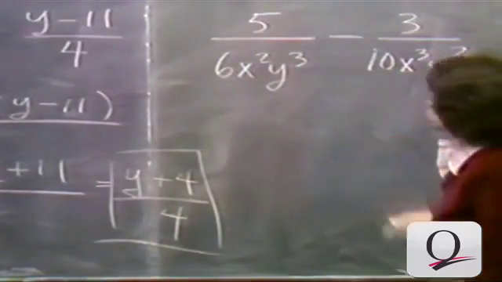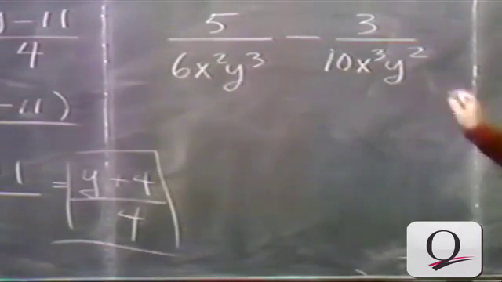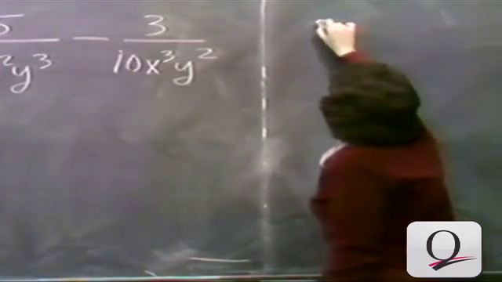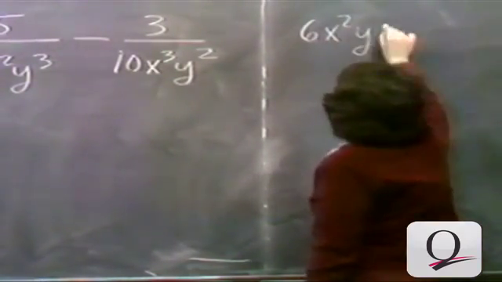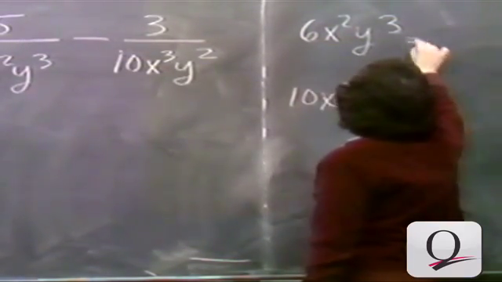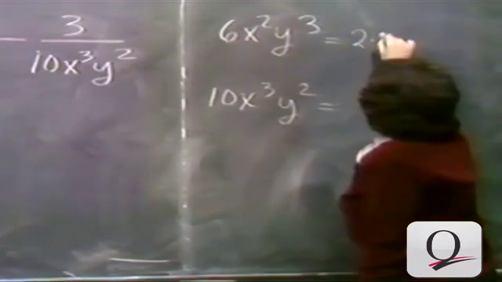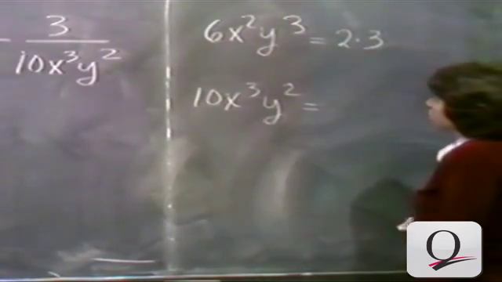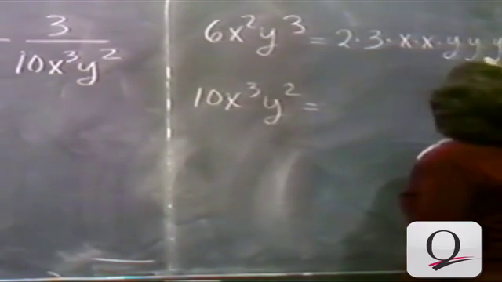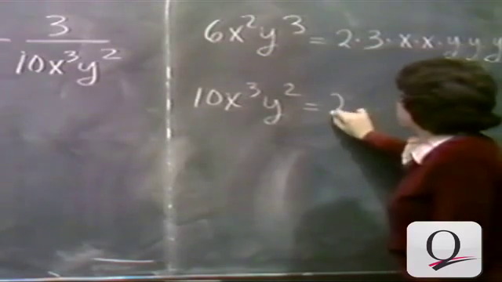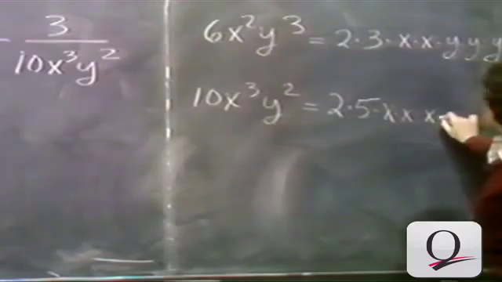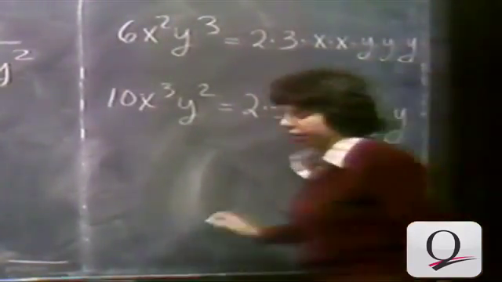Okay, now on this problem, we want to subtract the fractions, but we notice that they have different denominators. So first we'll have to go over here and find the lowest common denominator. We will look at 6x squared y cubed and 10x cubed y squared. We will factor them completely. 6, of course, is 2 times 3, written as product of primes. x squared, x times x, y cubed, y times y times y. Now 10, that's 2 times 5, x cubed, x times x times x, y squared, y times y.